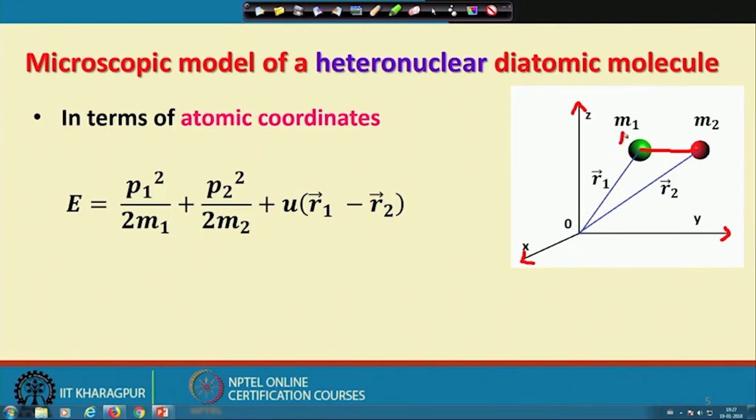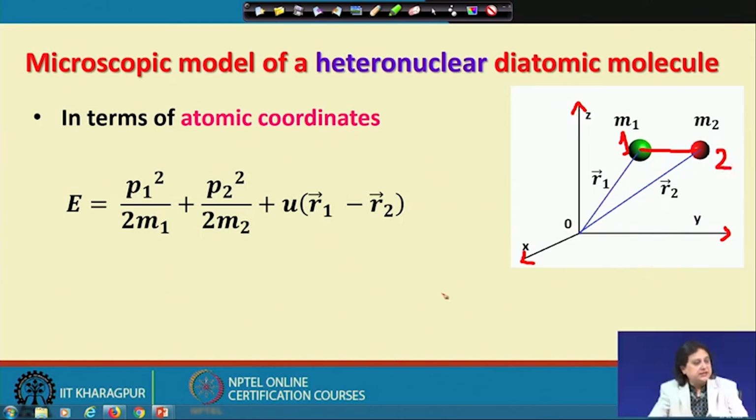So, let us go back and say that, well, if this particle 1 has a mass m1 and this particle 2 has a mass m2, then the total energy of the system will have one term corresponding to the kinetic energy of particle 1, another term corresponding to the kinetic energy of particle 2, plus one potential energy term which is given by U, and that usually depends on the difference in the position vectors R1 and R2. Okay, so that means this must be this position vector.